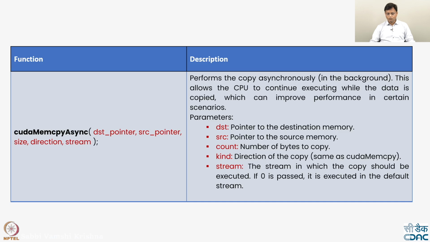What are the parameters you have to pass with that? You have to provide the destination, the source, the count, meaning the size of the data in bytes, then kind, meaning the direction, and then the stream on which you want to apply this. If you pass 0, that means it is applied on the default stream.